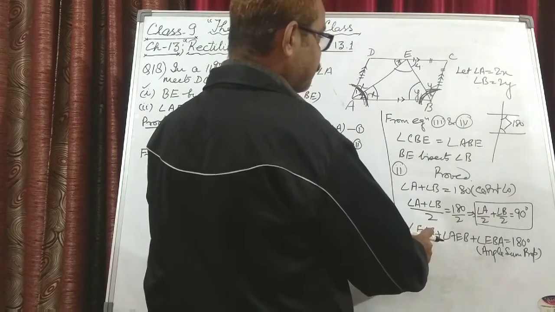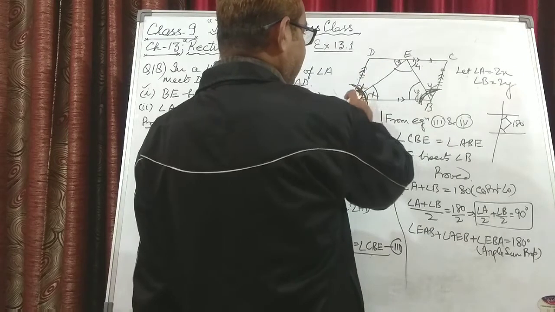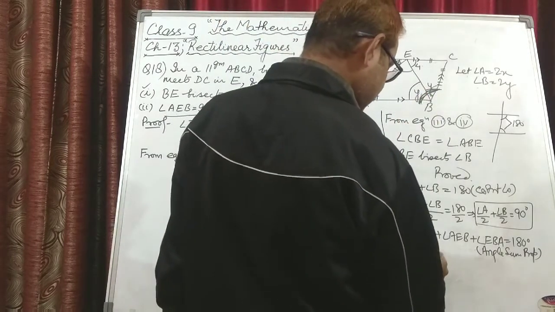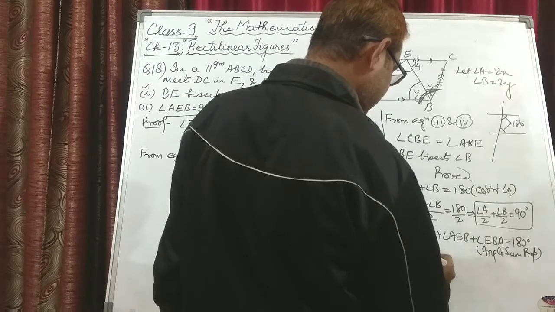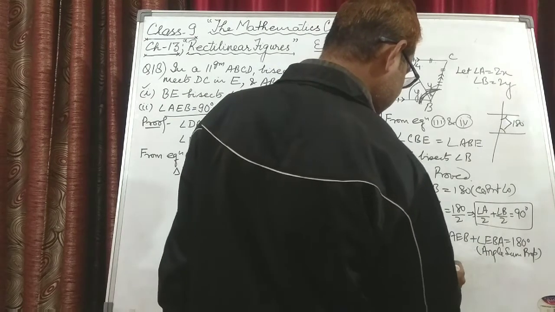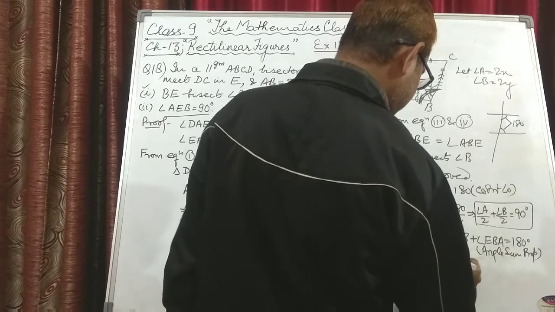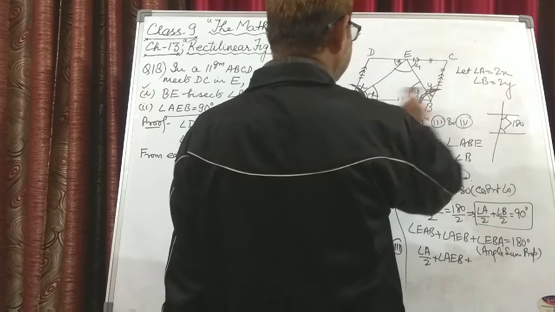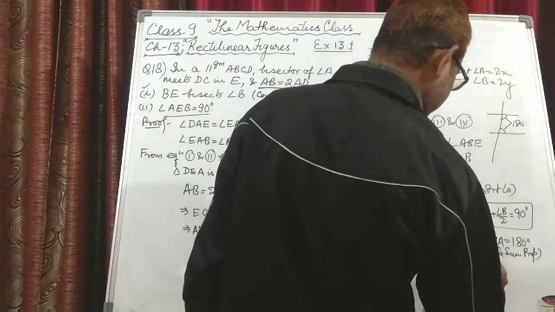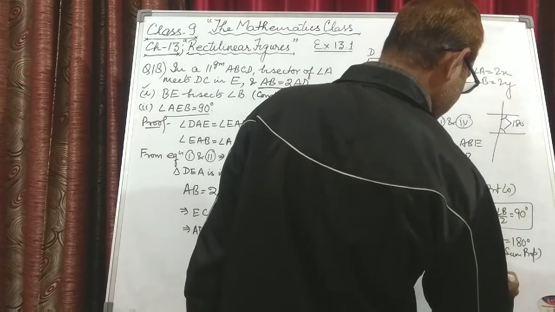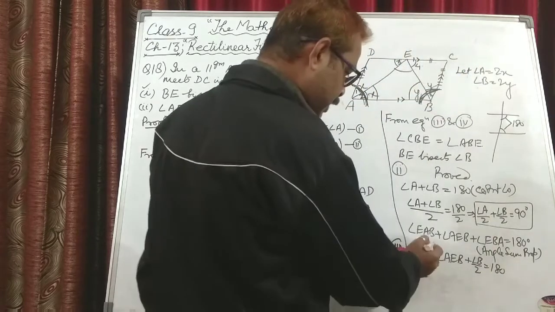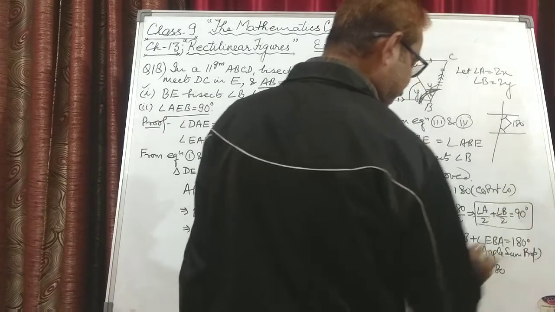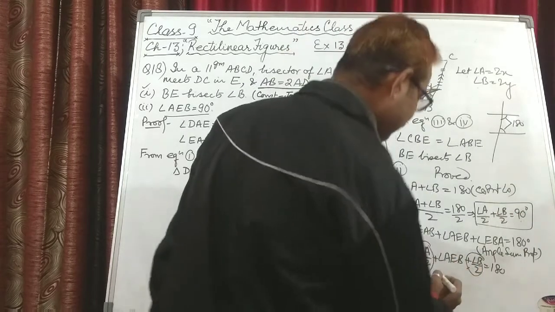But EAB is half of A, so I am writing A by 2, plus angle AEB as it is, plus angle EBA. EBA is half of B, so I am writing B upon 2, is equal to 180. But we know that half of A plus half of B collectively make 90. So in place of these two we can write 90.